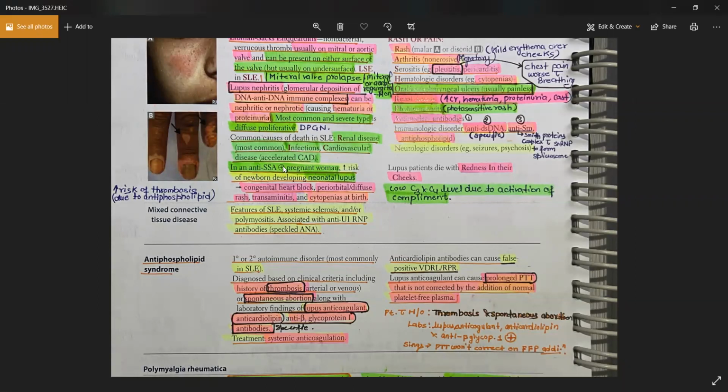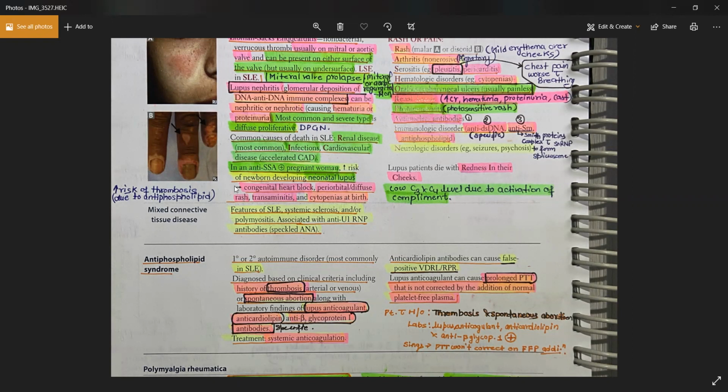Okay, you will have anti-SSA antibody positivity, and the lupus also, right? And you can also get neonatal lupus if the mother has SLE. Okay, it can, because all these antibodies can also reach the fetus. They can cause symptoms there. They can cause a heart block.